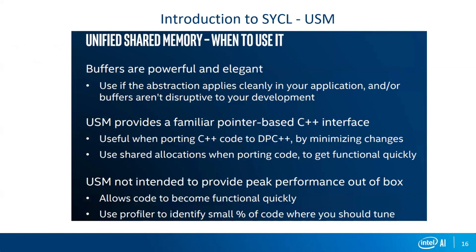Buffers are very powerful and elegant, and very useful in their applications. If there are only specific device codes which you are running, buffers are actually very useful over USM. USM is a standard pointer kind of notation where you are going to use the DPC++ malloc shared and different kinds of core C++ pointer principles. Use shared allocations when porting code to get functional quickly. USMs are not used for providing peak performance. That is why I said that buffers are more elegant when you have to perform group operations. We'll be seeing that later, where these accessors are actually pretty useful.